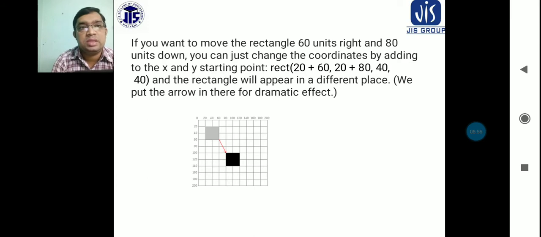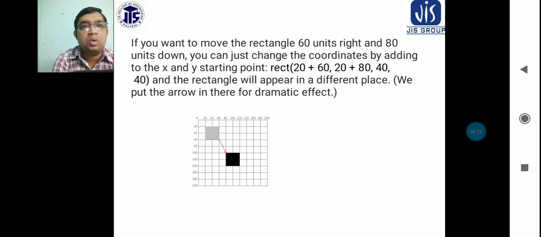You have to change the coordinates by adding to the x and y starting points, like the rectangle 20 plus 60, and also 20 plus 80, and 40 plus 40 is considered accordingly. The movement is considered accordingly, and your coordinates will be changed. Like 20 plus 60, 20 plus 80, and also 40, 40, and the rectangle will appear in a different place.